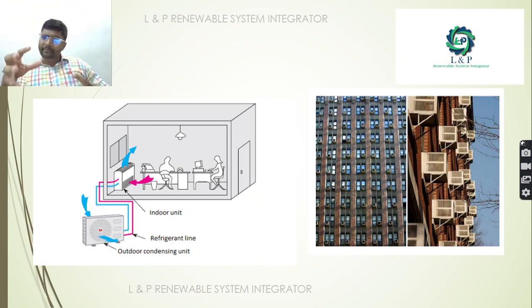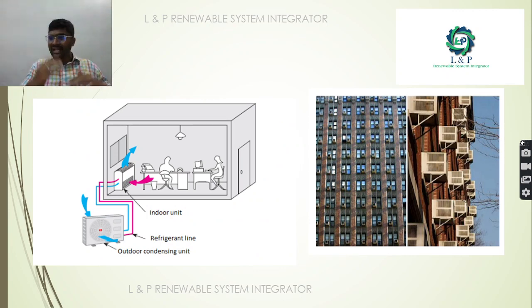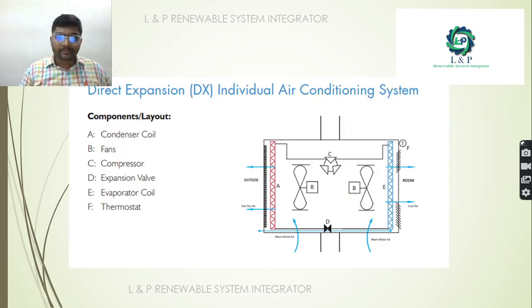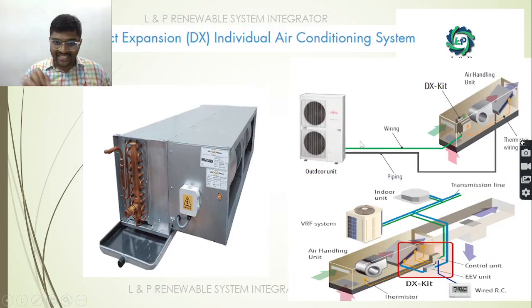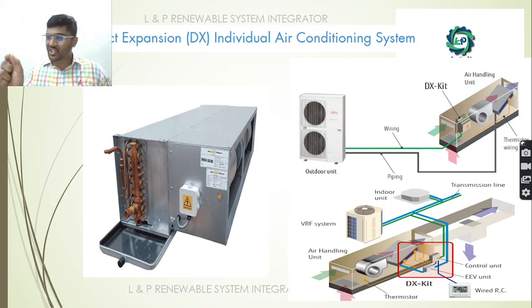So for example, mostly for these units we will have an indoor unit as well as an outdoor unit. We will have refrigerant lines also. And what is DX? DX is nothing but the direct expansion unit. It is an individual air conditioning system. It has a condenser coil, it has a fan, and most importantly, in order to establish the cooling, we have compressors and expansion valves. We have an evaporator coil. Finally, in order to adjust the temperature, we have thermostats. So this is how a direct expansion unit, DX, individual air conditioning unit looks like.